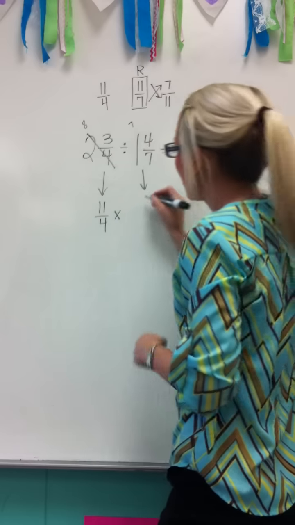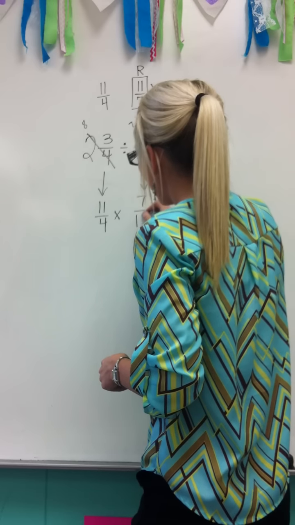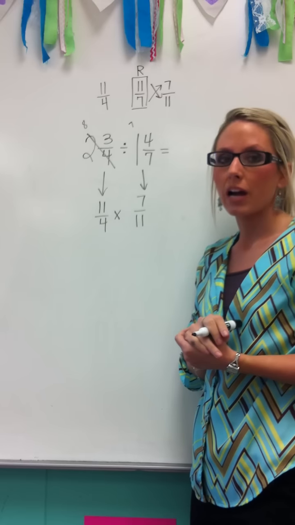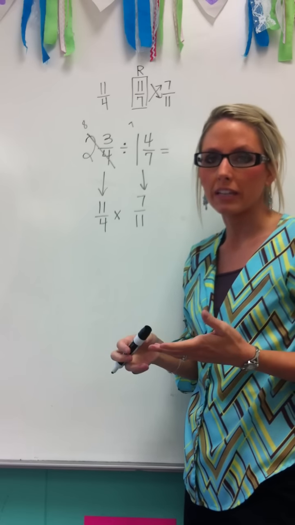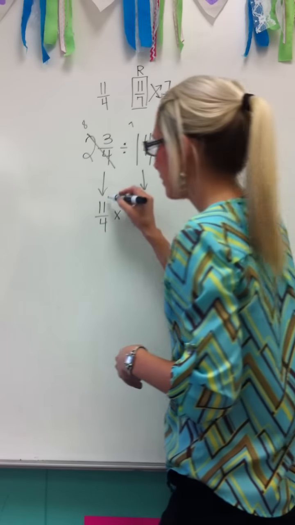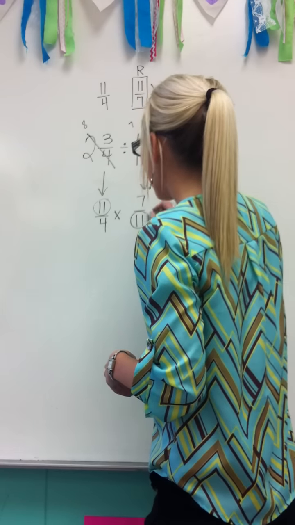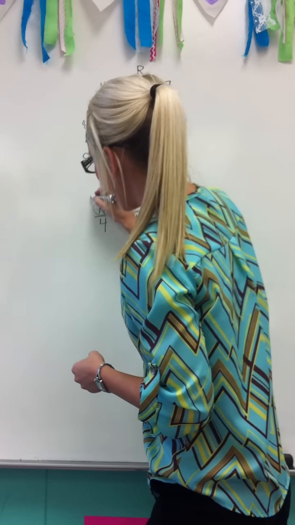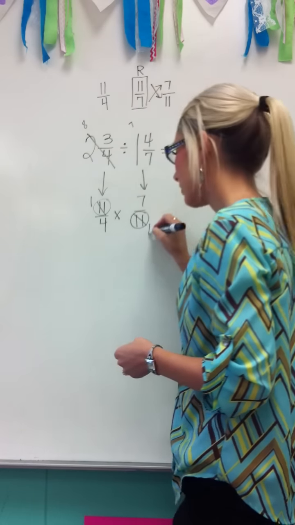So I'm going to have 7/11. And then from here, I basically have my multiplication problem the same way we've been doing multiplication with fractions. So I can simplify. I look at 11 and 11. I know they're both divisible by 11. 11 divided by 11 is 1. 11 divided by 11 is 1.